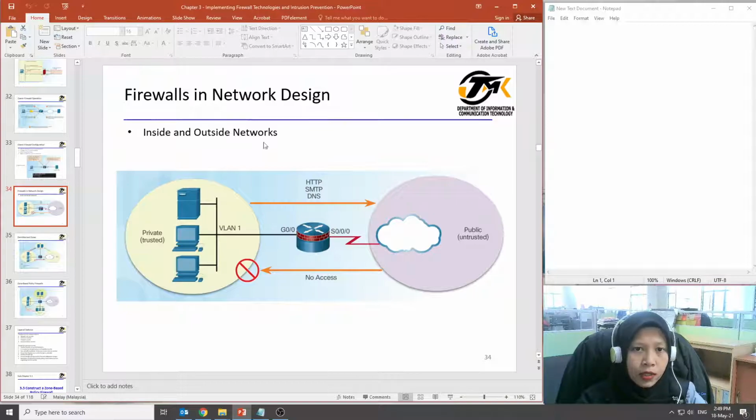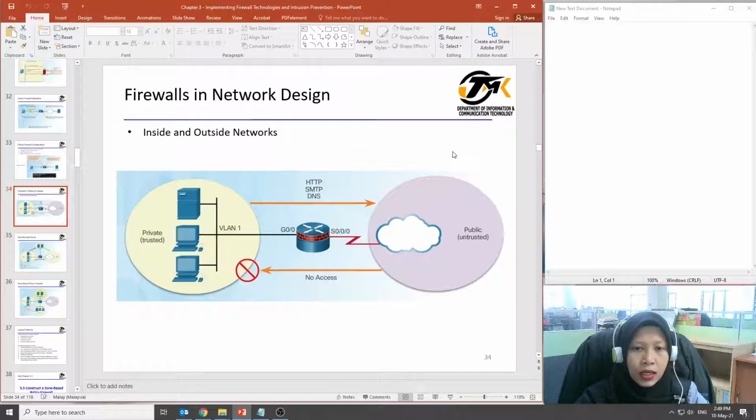Okay, so firewall in network design. In a network, basically you need to design a firewall. Based on a particular requirement, you will have a different firewall based on what the user wants to secure, whether it's data, whether it's a network, whether it's a user device.